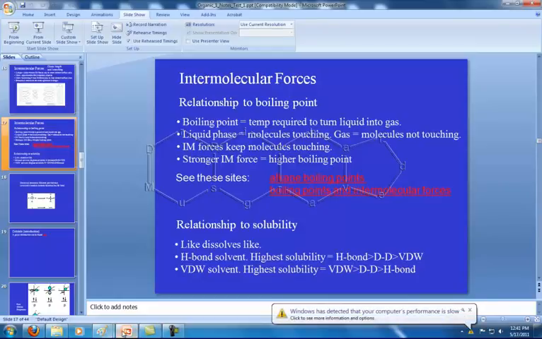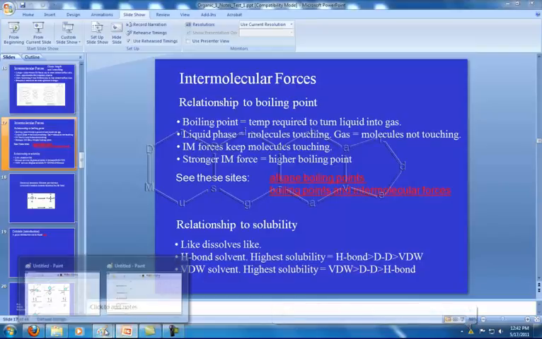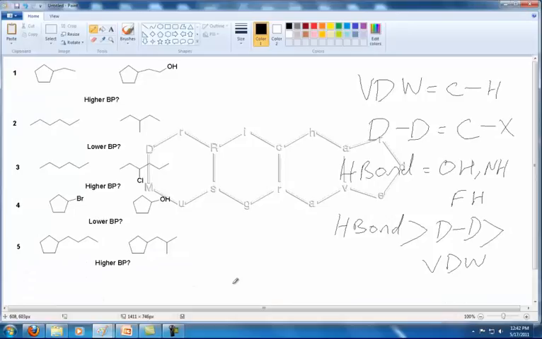Now, going back to these examples here, what we're going to see is that we can look at the structures and figure out what the intermolecular force is going to be in each case. Now, for this one here, this is all carbons and hydrogens, so that's going to be van der Waals. This one here has an OH bond on it. That means that's going to be hydrogen bonding.